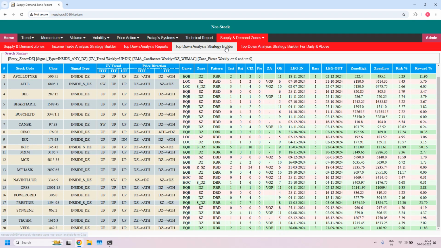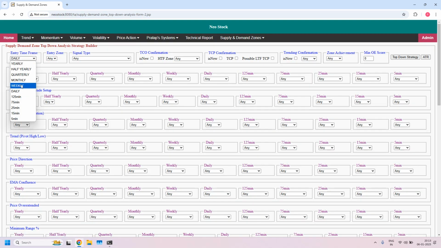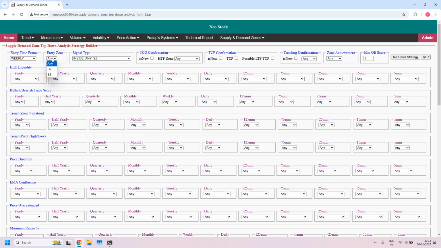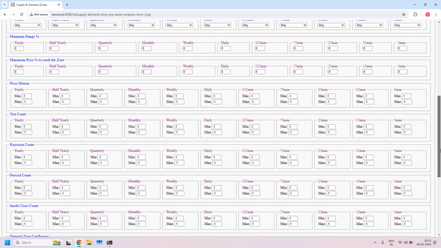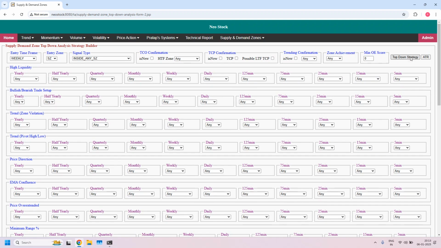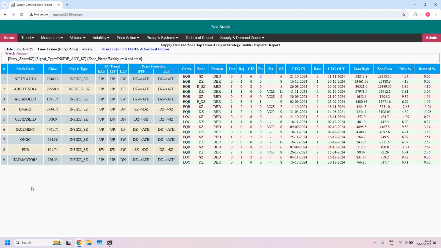Okay, next weekly time frame. Price closed inside the weekly supply zone, and these weekly supply zones should not be pierced. So in the pierced count parameter at weekly time frame, I am setting minimum value 0, maximum value 0, and let us filter the stocks. We got 9 stocks. Currently price closed inside the weekly supply zone.